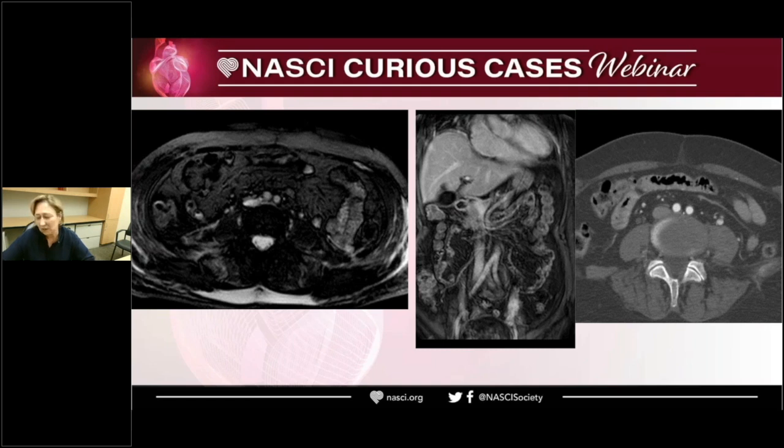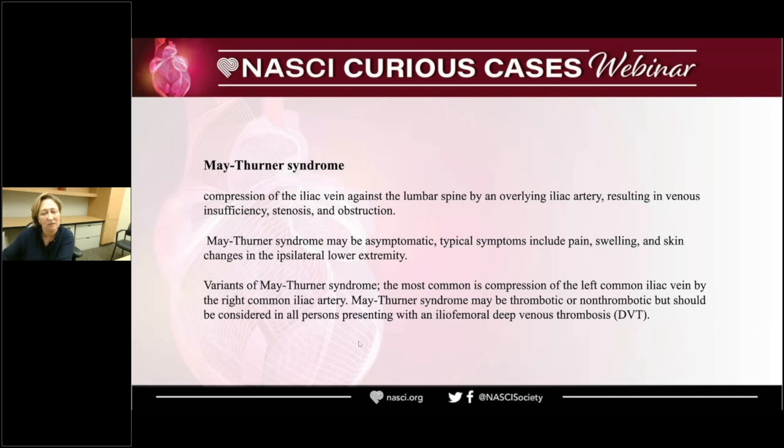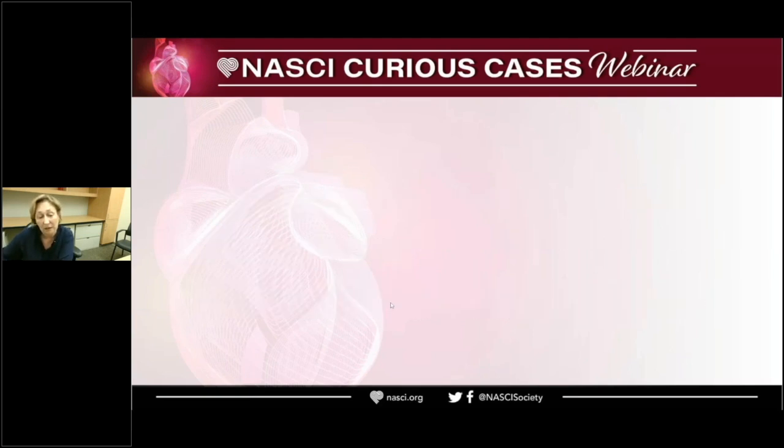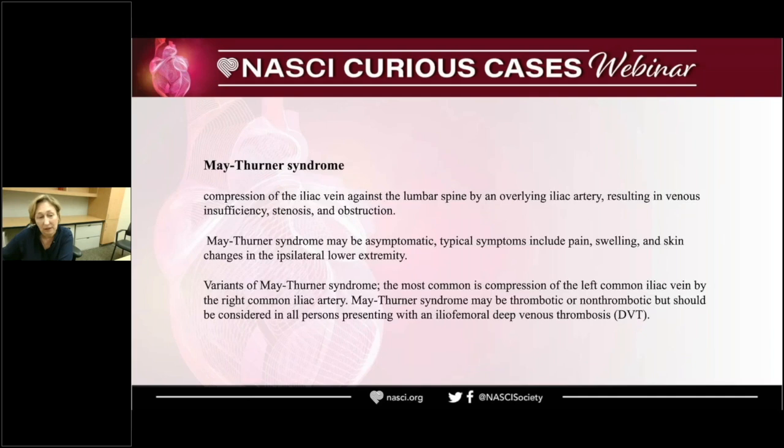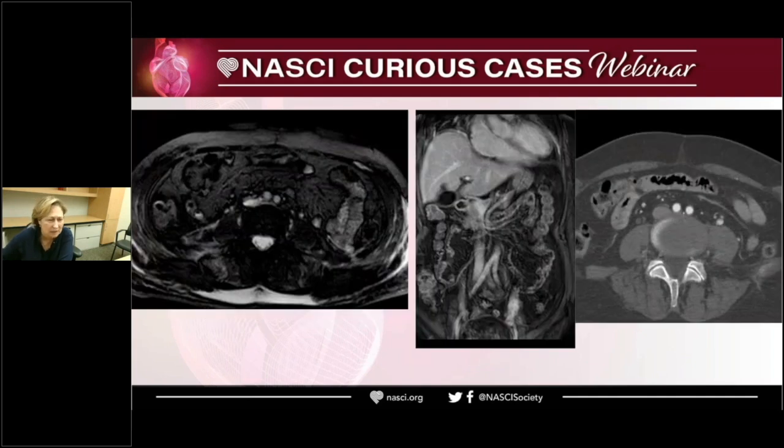But yes, this patient did end up with a diagnosis of May-Thurner, and just a short overview. What is described is the compression of the iliac vein against the lumbar spine by the overlying iliac artery, which results in venous insufficiency, stenosis, and obstruction. And then actually, if we go back and look at those images again, I don't believe I brought it.